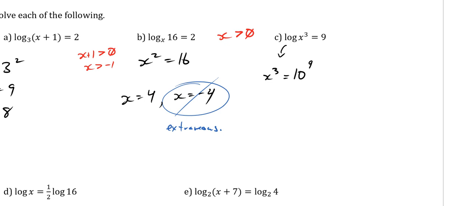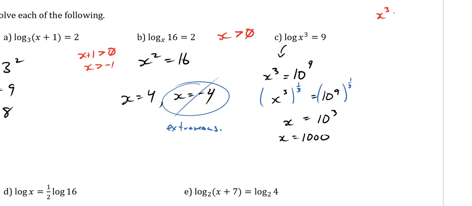If you want to see this with an extra step, you wouldn't have to show this step. But really, when I'm taking the cube root of both sides, what I'm actually doing is raising both sides to the exponent 1/3. So if I raise both sides to the exponent 1/3, I get 3 times a third, which is x, and I get 9 times a third, which is 3. So I get x equals 1,000. And I'm done.